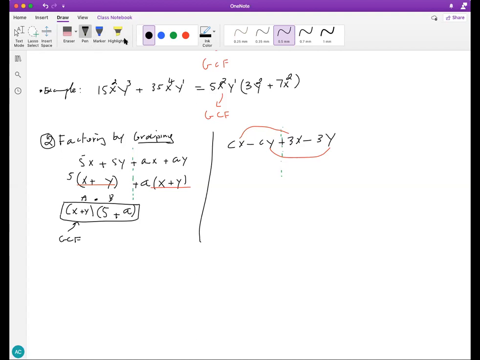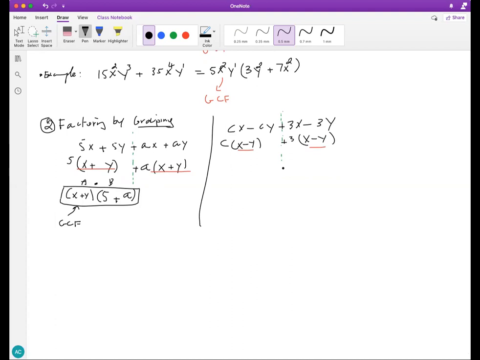Okay, so let's just do it in the order it was given. We have c common here, so we're going to say c(x minus y). This one will be plus, and the common is 3(x minus y). As you can see, after factoring, now we have this common factor, x minus y. Okay, what do you do next? Then we're gonna divide by x minus y, so it's gonna be c left.